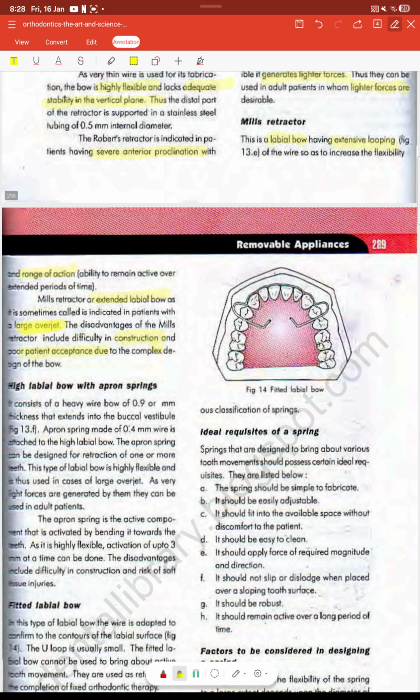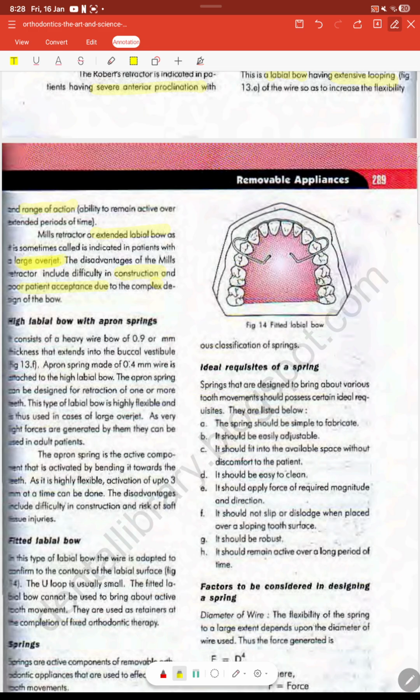Now moving forward to the high labial bow with apron springs. It consists of a heavy wire of 0.9 mm thickness, which extends into the buccal vestibule. The apron spring is made up of 0.4 mm wire and is attached to the high labial bow.